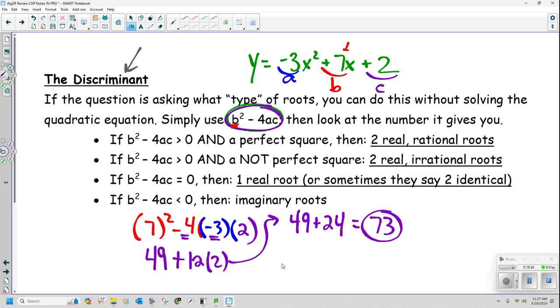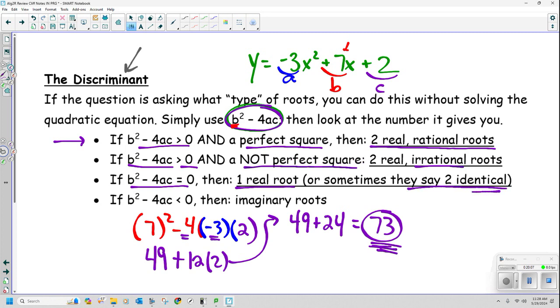Based on this number right here, I can describe the roots. If this is bigger than 0 or positive, which is what I have, and it's a perfect square, then I have 2 real rational roots. If this is bigger than 0 and it's not a perfect square, then I have 2 real irrational roots. If it happens to equal 0, then I have 1 real root, or sometimes they say you have 2 identical roots. And if it happens to be less than 0 or negative, then I have imaginary roots. So for my purpose, it's one of these two because it's bigger than 0.